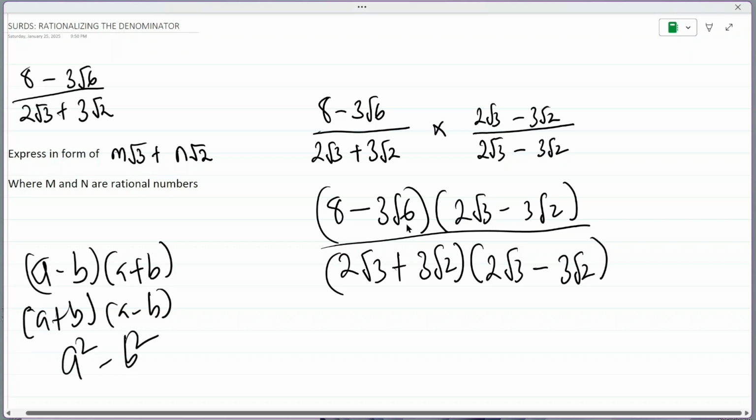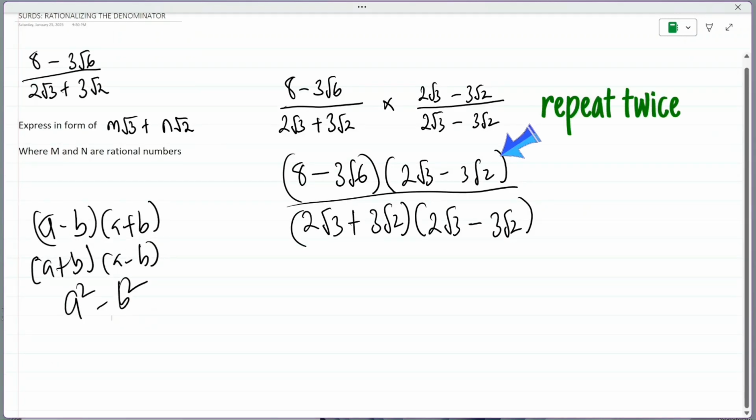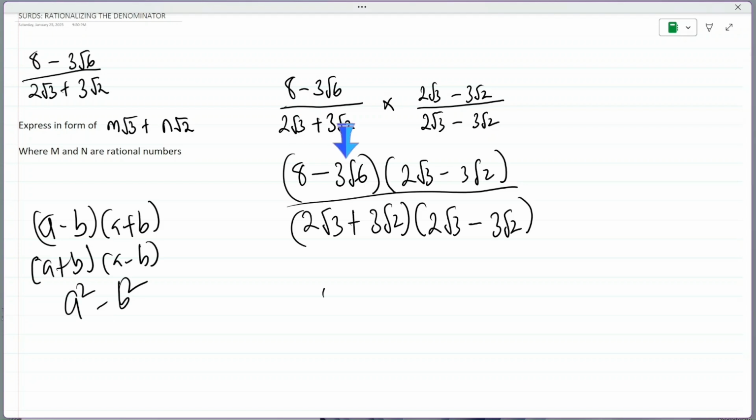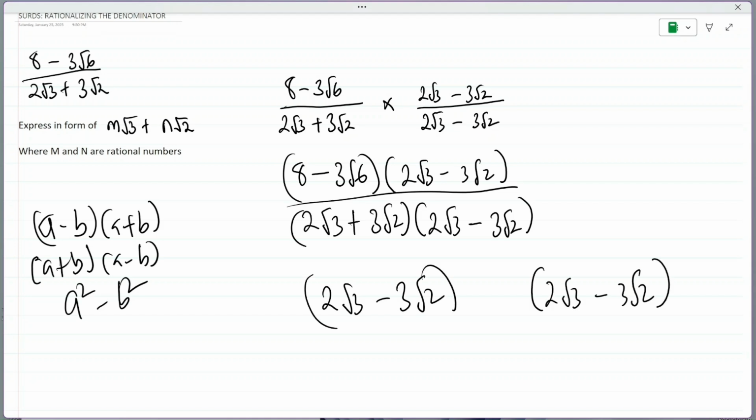Let's work with the numerator first. Let's repeat this. The first one gets 8, the second one gets the minus 3 root 6. You have 2 root 3 minus 3 root 2, the first one. Second one, 2 root 3 minus 3 root 2. Then first one gets the 8, this 8. Then second one gets the minus 3 root 6. When you have a negative, you have to be careful.